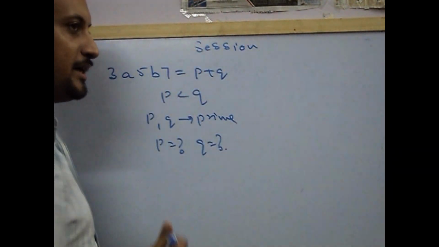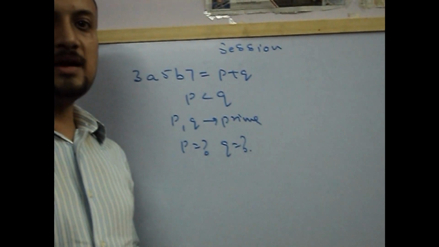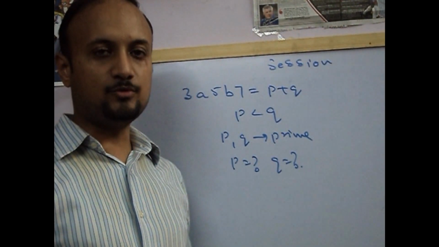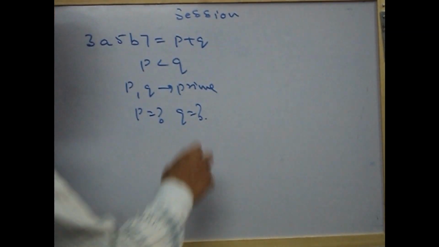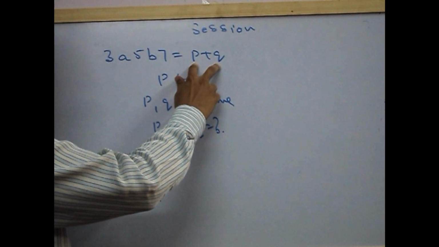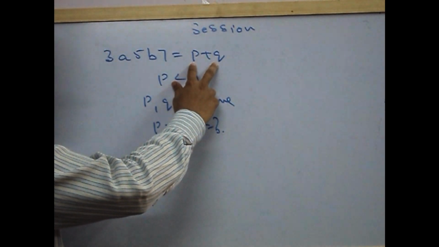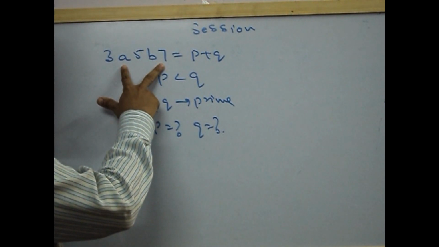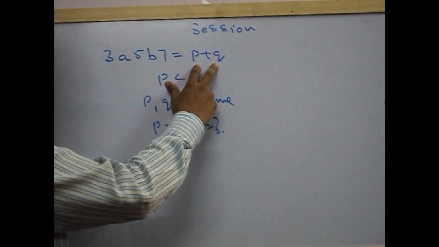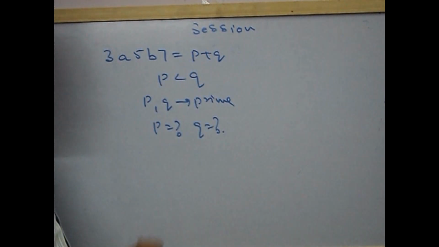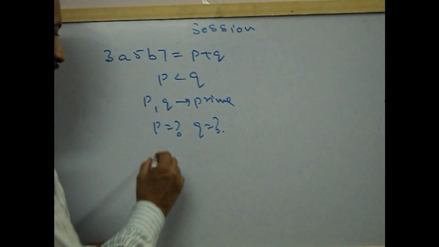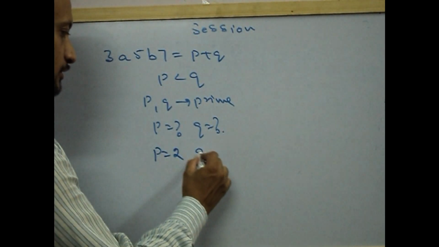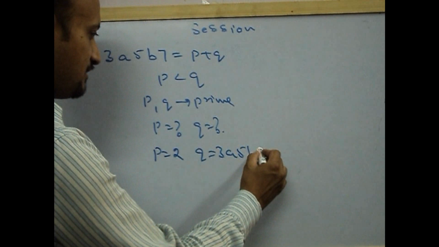There I said one thing: all the prime numbers are odd except 2. So let's call it 2 for a second. Can I say p is odd, q is odd? The sum of two odds is even, but then this is odd. Therefore, both p and q are not odd. One of them has to be even. The only even prime which we know is 2, and that's fortunately the smallest prime also. Here p is less than q, therefore p has to be 2, and therefore q is 3a + 5b + 5.